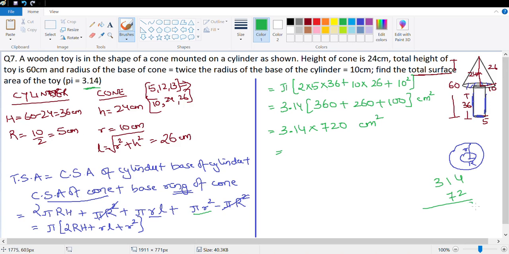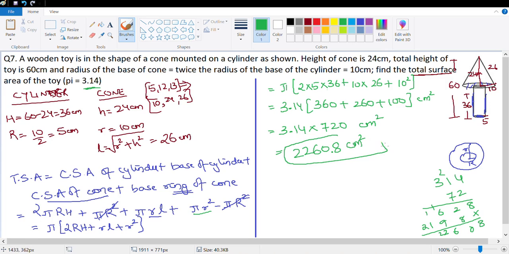That's 7 into 4, 28. 7 plus 2, 9 and 21. 8 plus 2, 10. 16, 2, 2. So this is 22608. Let's see where the decimal will come. One decimal, because I've already taken this 0 off. So that will be 2260.8 centimeter square. So that's the total area of this toy.